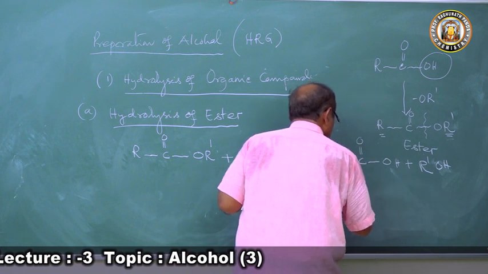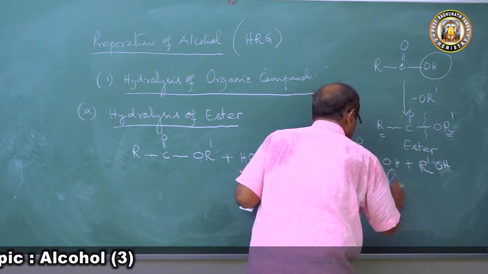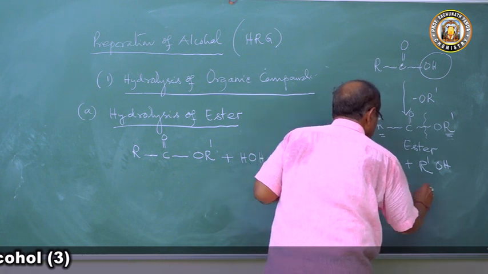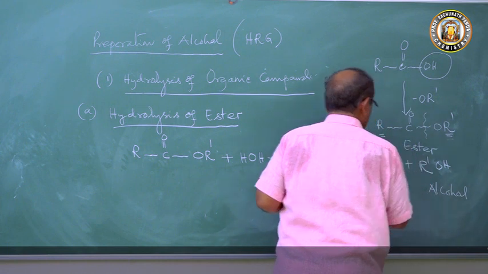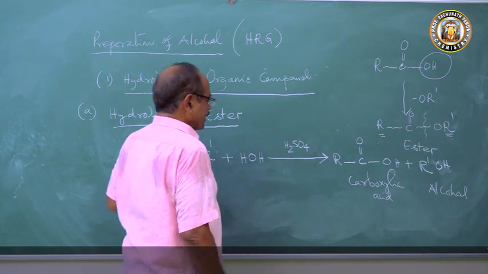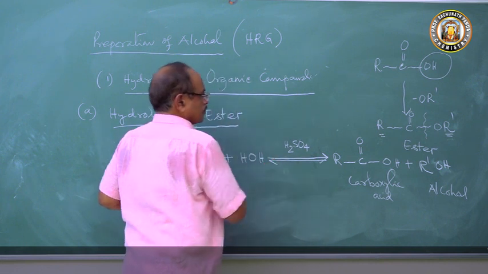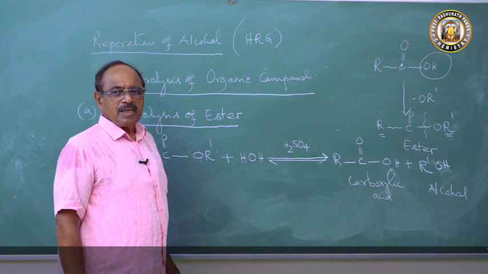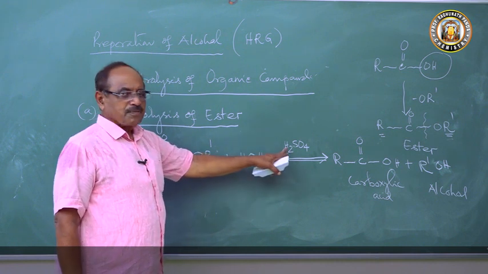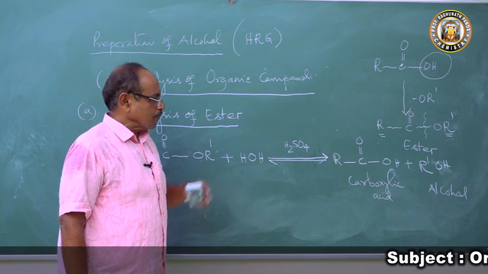R-OH. This is the carboxylic acid, and this is our alcohol. And this reaction is a reversible reaction. So when you take sulfuric acid, a mineral acid, the ester undergoes hydrolysis to produce a carboxylic acid.